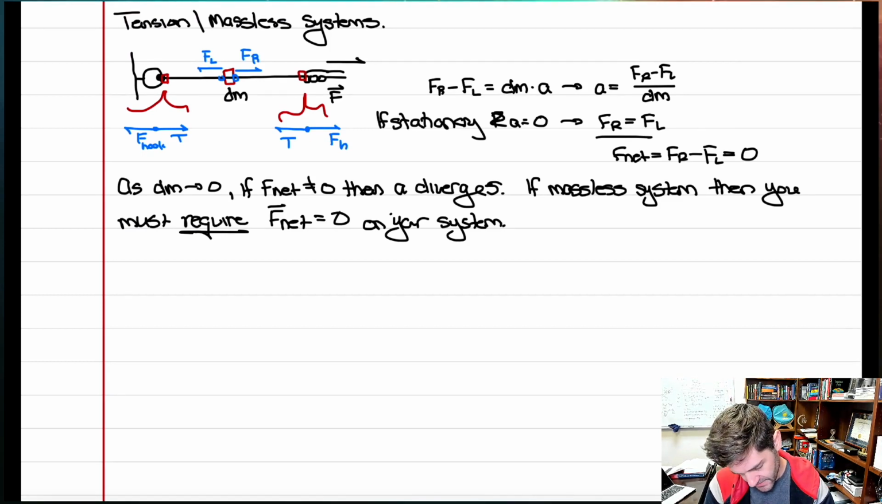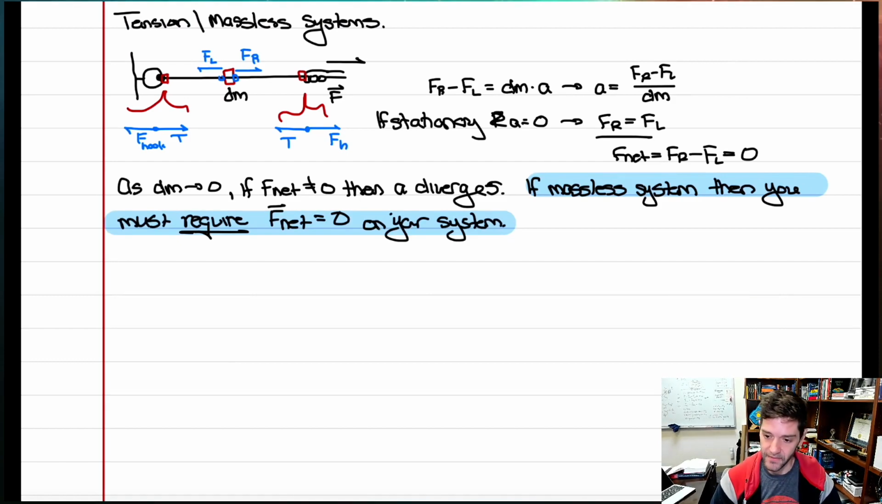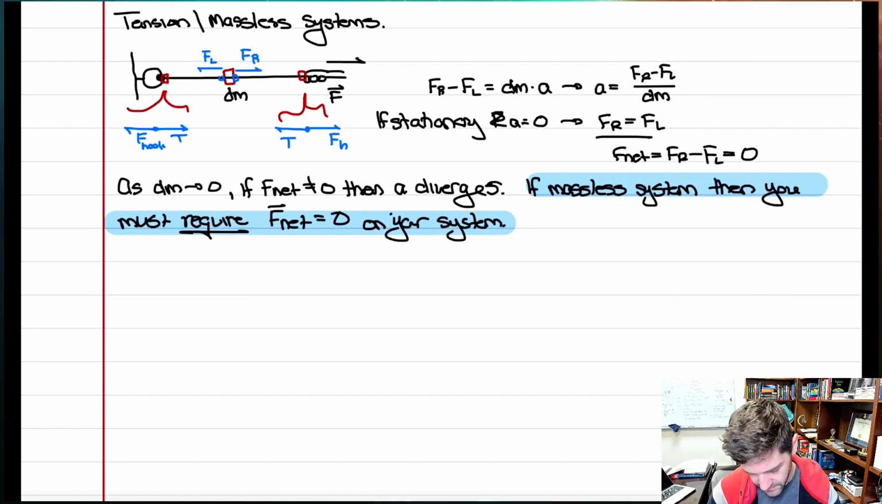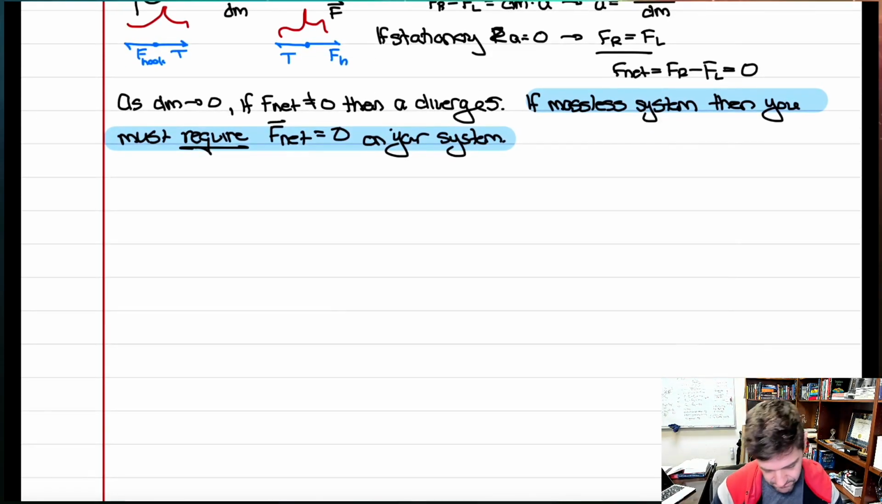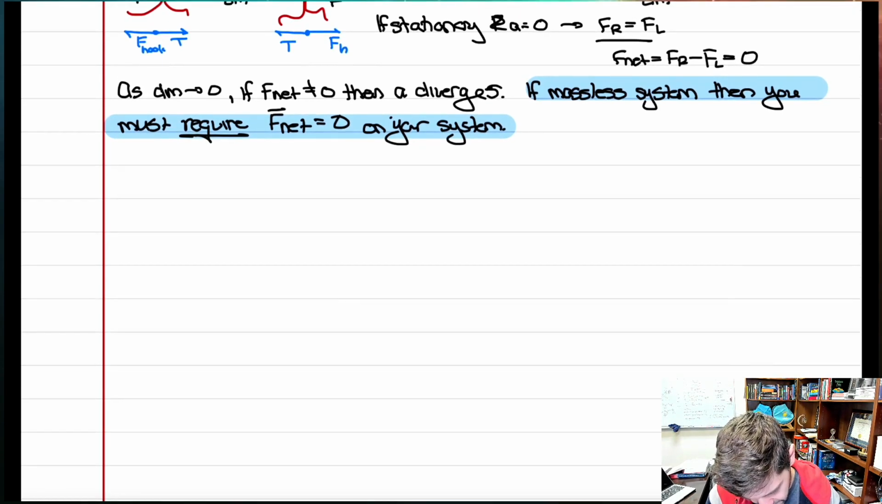So in general, let's see, what can we highlight? In general, for massless systems, you must require there be no net force on that system. I think that's a good trick to remember with cases where you have something you can approximate as massless. Let's do one example and then call it a day.